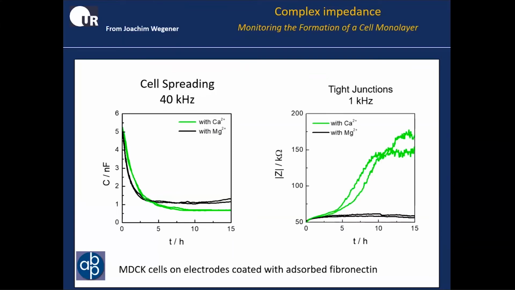On the other hand, if we were to look at the tight junctions, again using a 1 kilohertz signal, we see that these same wells only show this increase in the impedance when we have calcium present, which is well known for tight junctions.